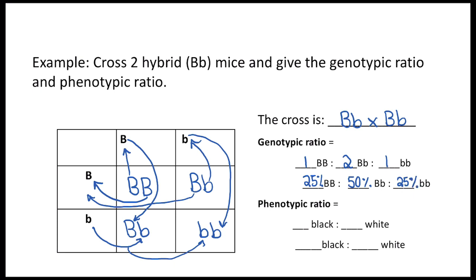Now the phenotypic ratio, because big B, little b looks the same as big B, we actually have 3 black to 1 white. So that means 3 out of 4, 75%, are black and 25% are white. And just like in math, this should add up to 100% for the total offspring.